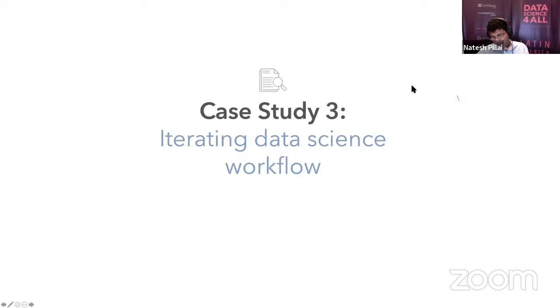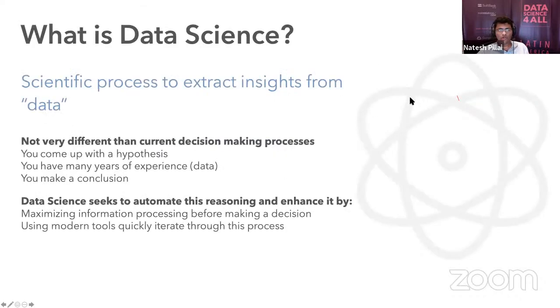So case study three. One of the things to notice is that doing data science is no different from doing science, in the sense that you extract information from data. It's actually absolutely no different from science. In science, you come up with hypotheses, you have many years of experience in this context, and then you make a conclusion. And that's what actually happens in data science as well.